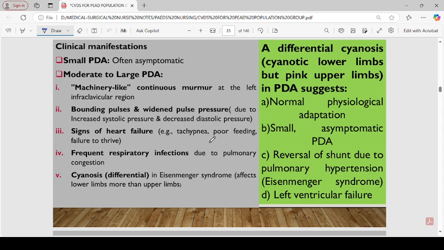Okay, so there's a question here: differential cyanosis. Cyanotic lower limbs but pink upper limbs in PDA suggests the complication leading to Eisenmenger syndrome, right? So this shows that there is a reversal of shunt due to pulmonary hypertension, so that the shunt is now occurring from right to left, right? And this is going to lead to cyanosis, right?